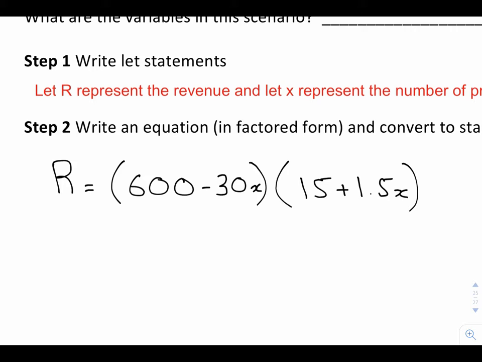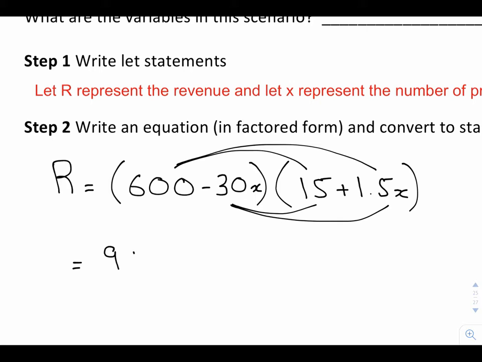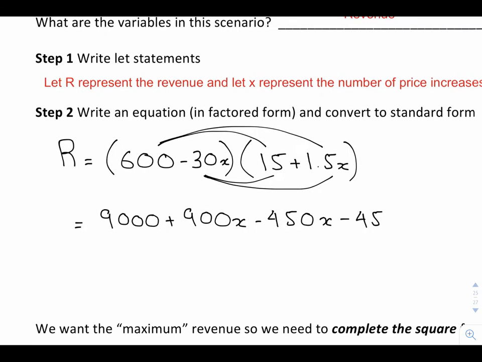Okay, this is our factored form of an equation, which what we're going to do now is expand it, collect like terms, and write it in standard form. And you're going to see where this is going shortly. So I'm going to multiply this times this and this times this. So let's see, what do we get here? We get 9,000 plus, let's see here, 600 times 1.5 gives me 900x, minus 30 times 15 is 450x, and finally negative 30 times 1.5 is negative 45, and that's x squared.